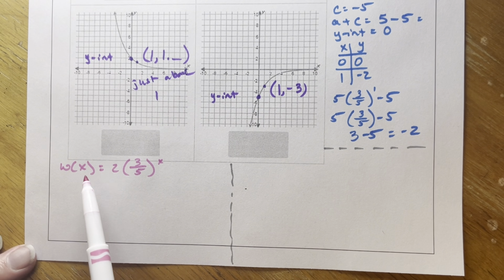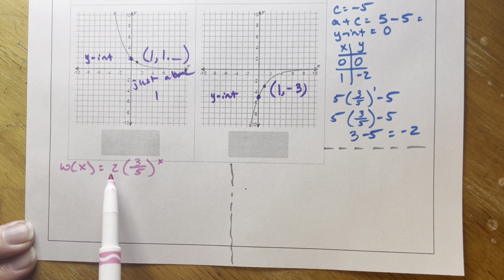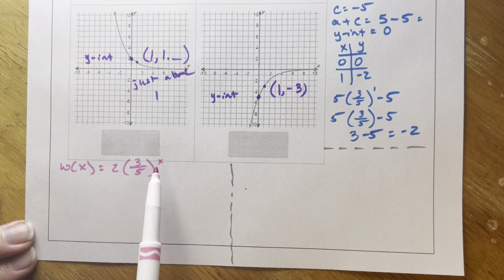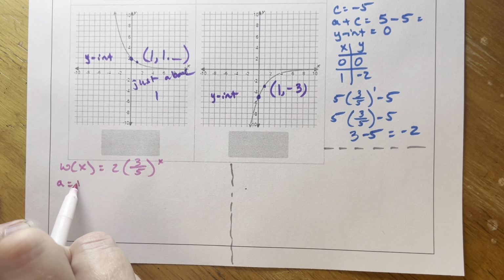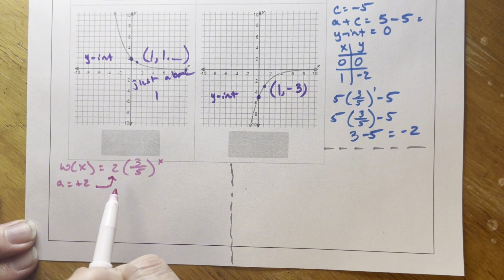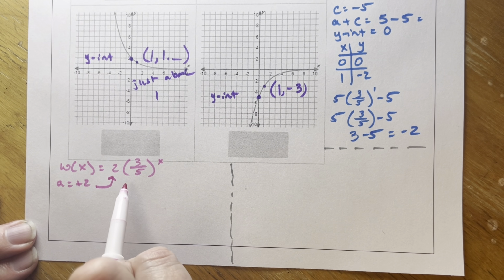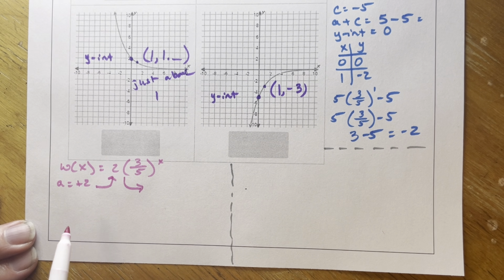Let's look at our third exponential function. So we have w of x equals 2 times the quantity 3/5 to the x power. So let's see. A is equal to +2, telling us that our graph will either travel up and to the right nice and sharp, or it'll come down and to the right flattening out nice and sharp.